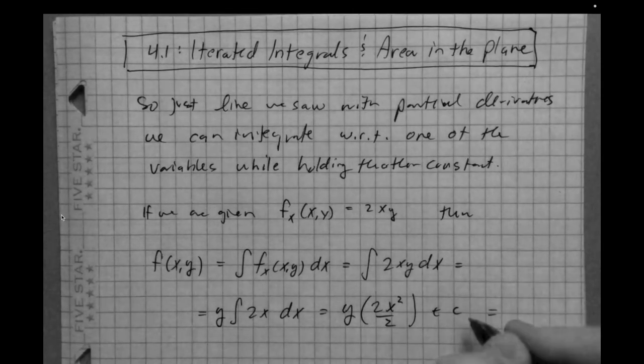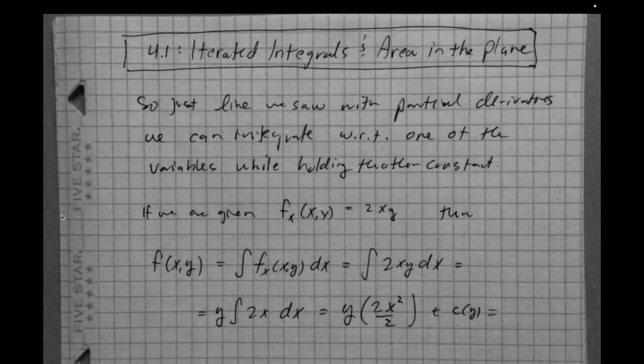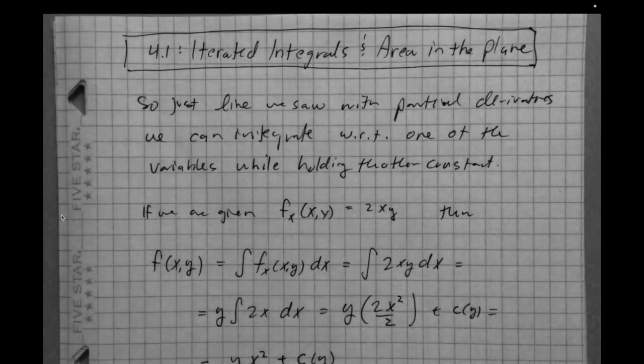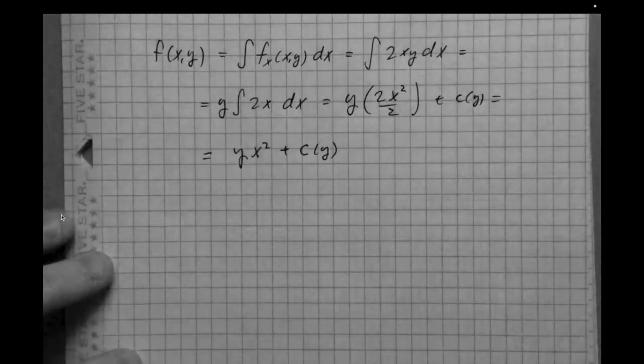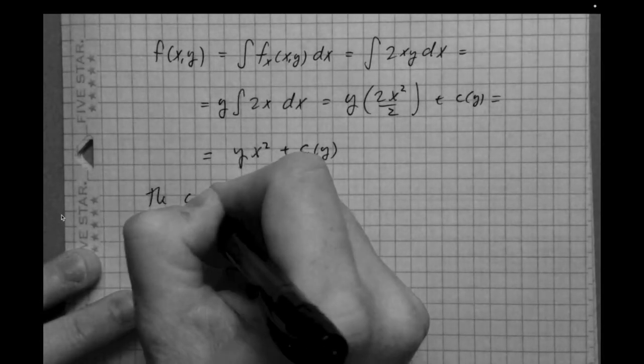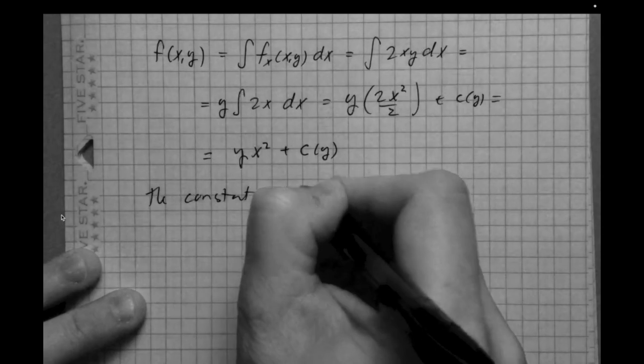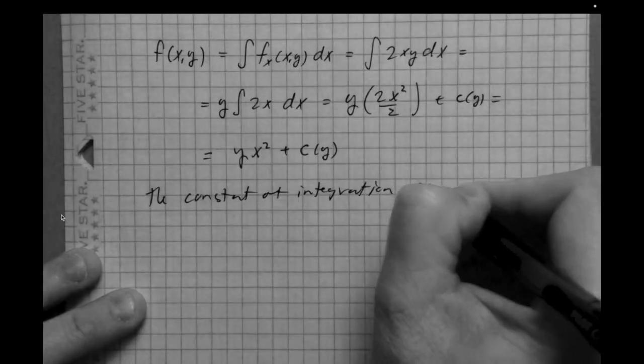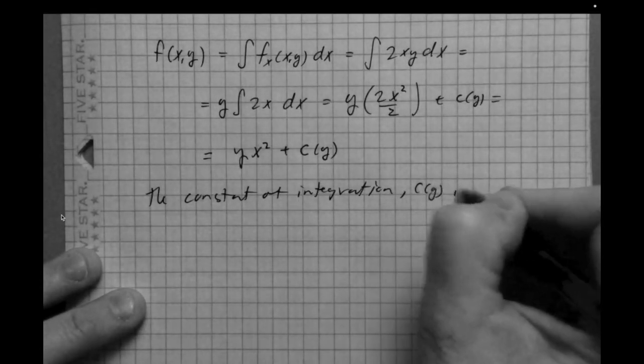The way this works, though, is that the constant is not just a constant. The constant is a function of y. So what you end up with is yx squared plus a constant, which is itself a function of y. That's the tricky part here. So what does this mean? The constant of integration, which we've denoted as c of y, is a function of y.